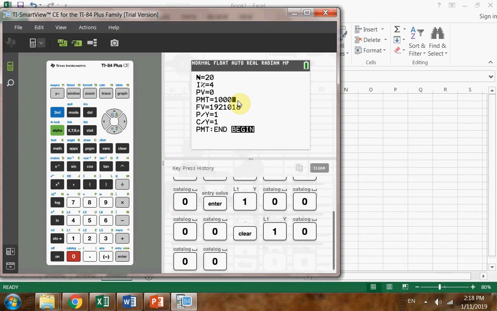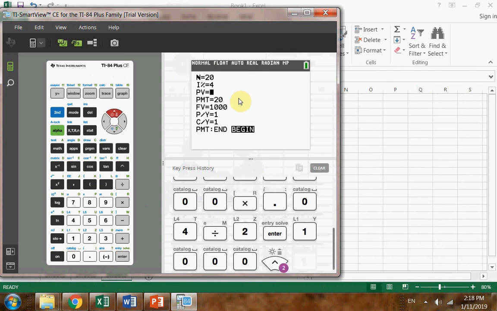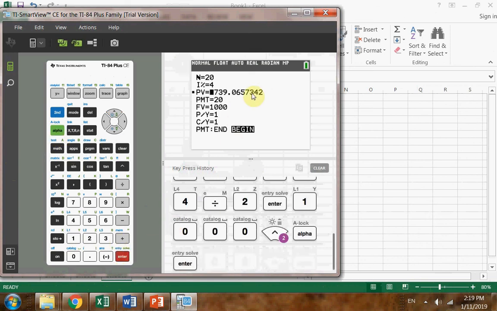1,000 times 0.04. That's how you get the annual coupon payment. You're going to divide that by 2, so that's your periodic payment. That's 20. And the future value is always 1,000 for a bond that is not callable. And then you move back to present value. You solve it, alpha, enter. That's how you solve it.